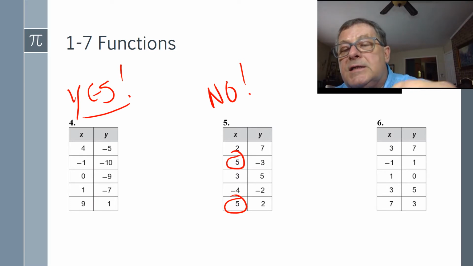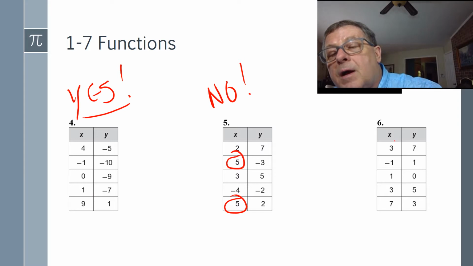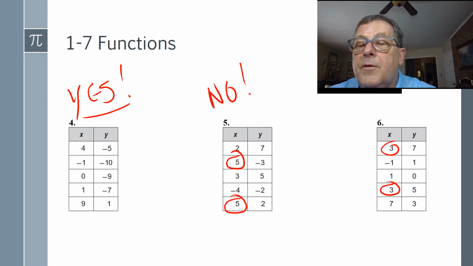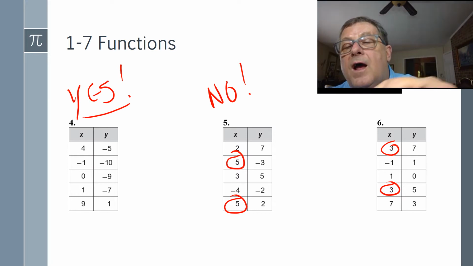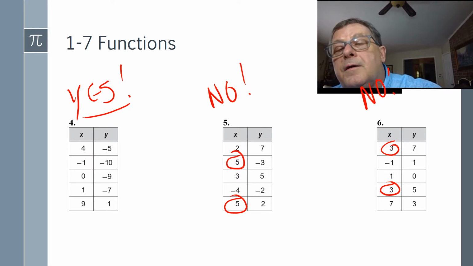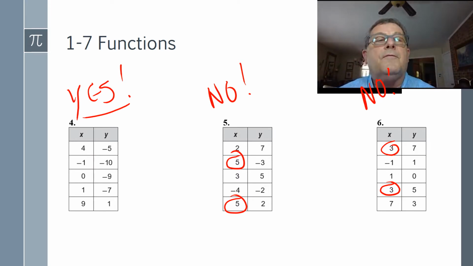Let's look at number 6. I can see the same situation as I'm scanning down my x's. I see a 3 here and a 3 here. When x is 3, y is 7, but also when x is 3, y is 5, and that's going to disqualify it. No, it's not a function.